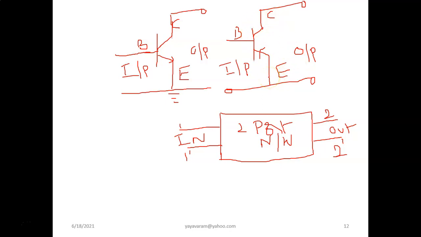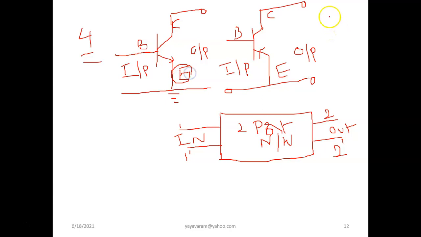But if I want to use this in a circuit as a two-port network with input and output ports, I need 4 terminals. Remember, I need 4 terminals to use this as a two-port network. Then what to do? So the scientists and engineers have given us a trick. Why should we not use one of the 3 terminals common to both input and output?